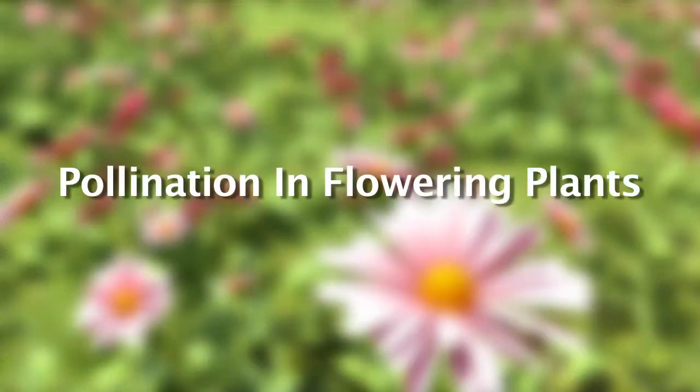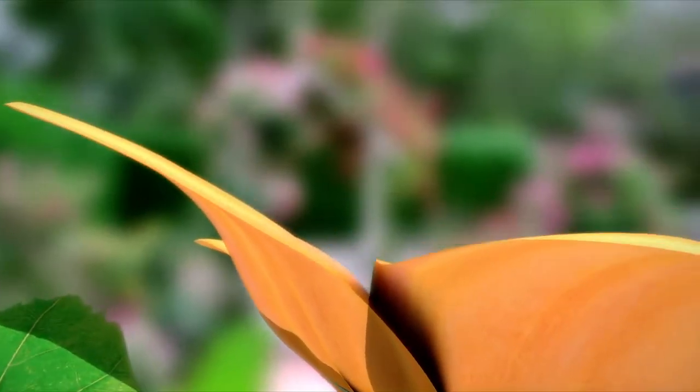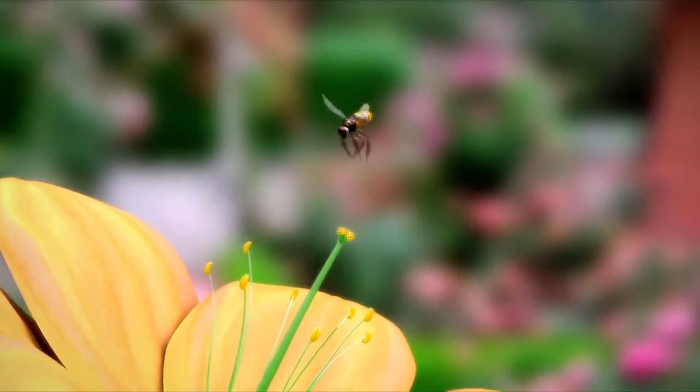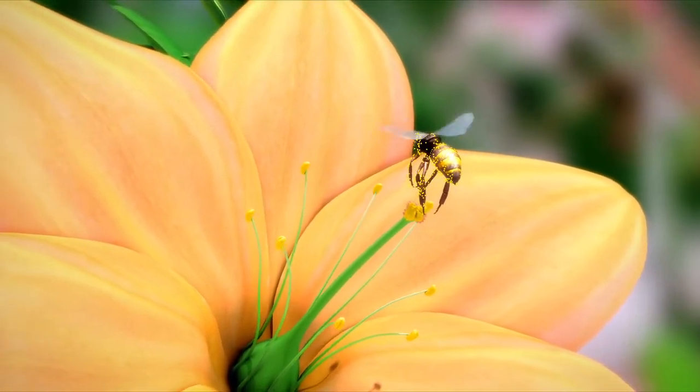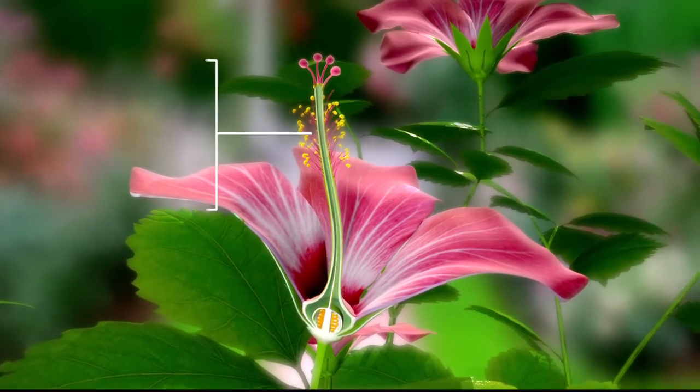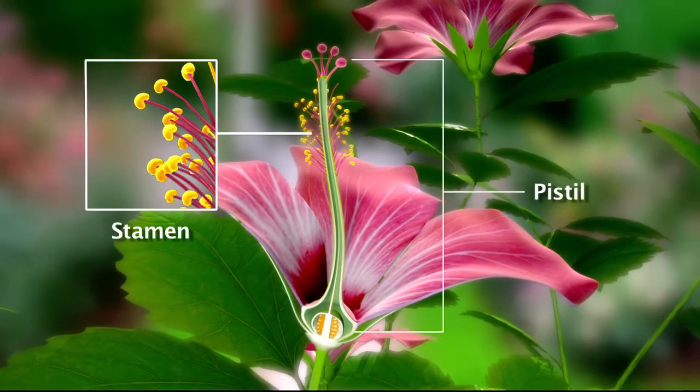Pollination in flowering plants. Like all other organisms, plants also reproduce. In flowering plants, flowers are the main reproductive part. A flower has a stamen and pistil.